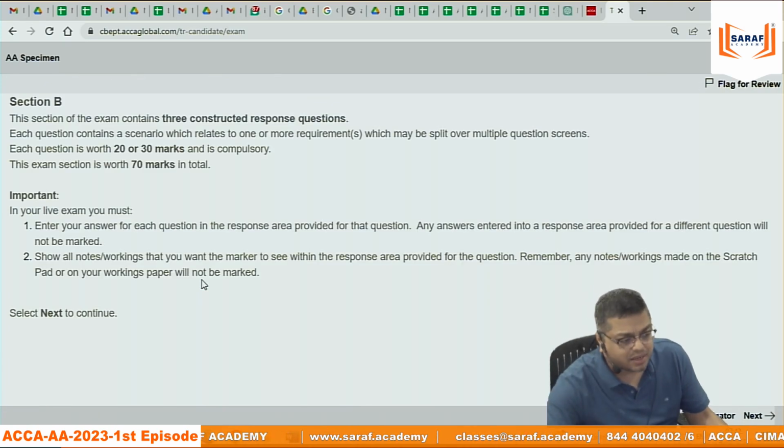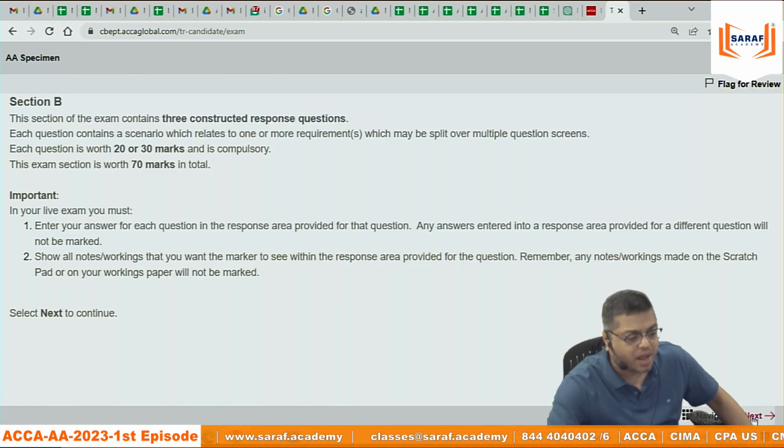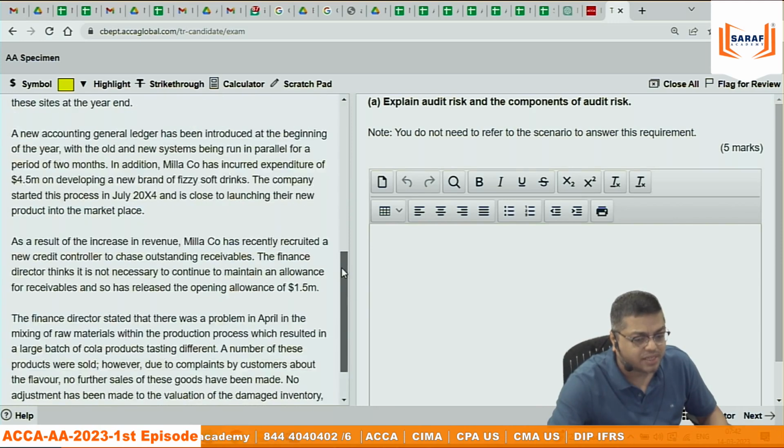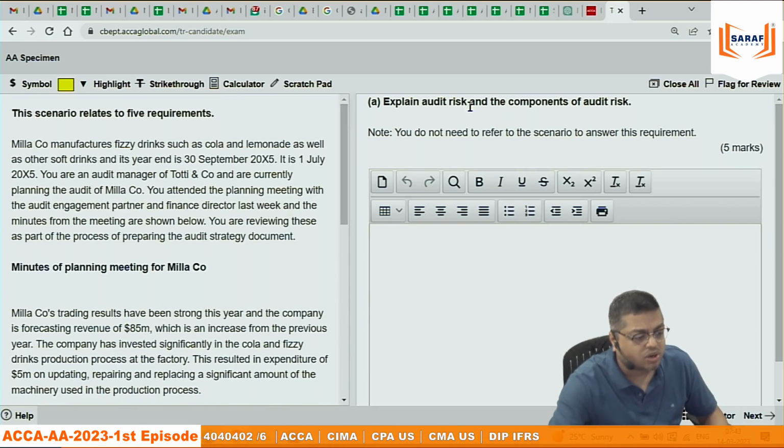In section B, they are saying this is 70 marks. And in section B, this is the first scenario. Based on this scenario, left hand side you will read. Based on this scenario, the first question is of 5 marks.